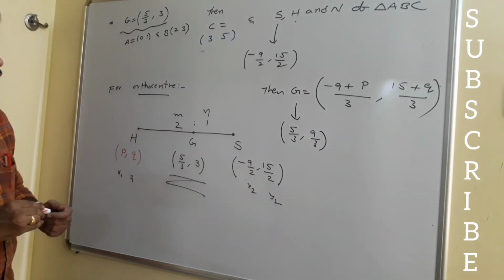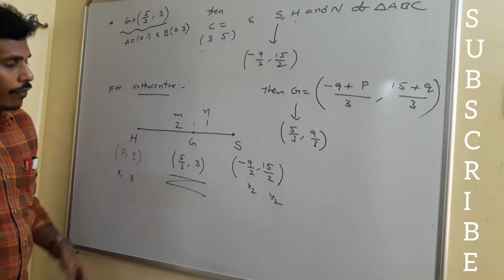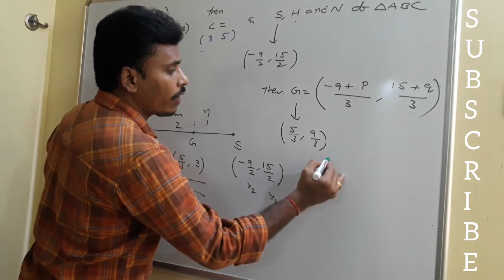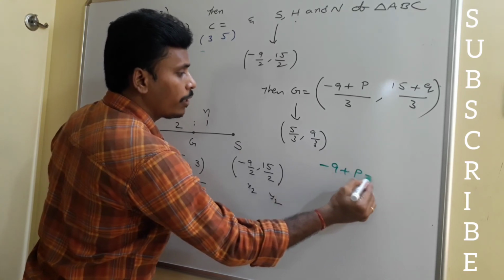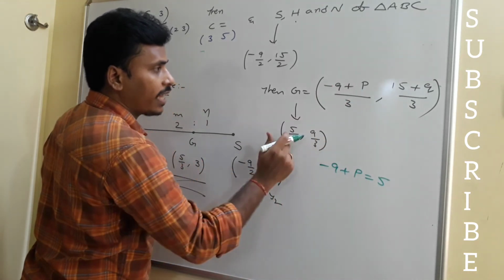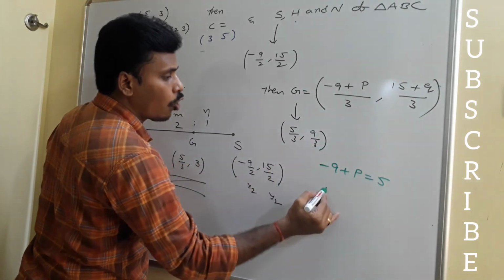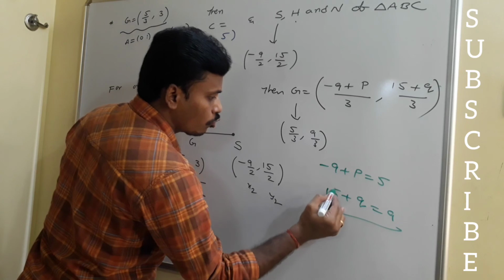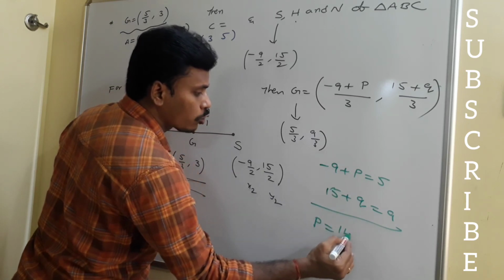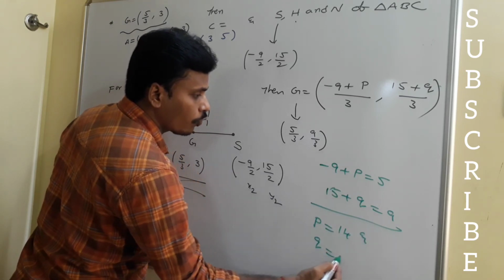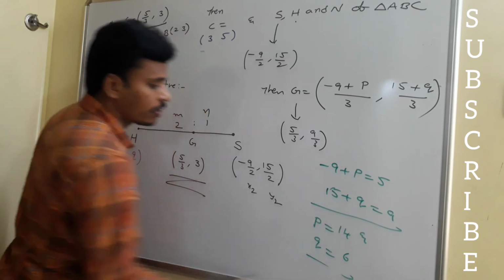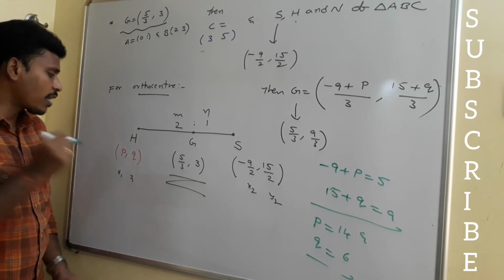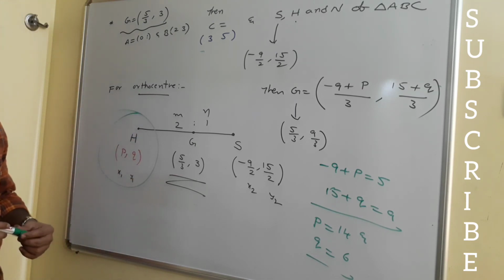The given thing is 5 by 3 comma 9 by 3, and our finding is (minus 9 plus p) by 3 comma (15 plus q) by 3. If you equalize these two, minus 9 plus p is equal to 5. Equalize the x coordinates, and if you equalize the y coordinates, 15 plus q is equal to 9. From these two, the value of p is equal to 14 and the value of q is equal to 9 minus 15, which is minus 6. Is it right? So this orthocenter is 14 comma minus 6.